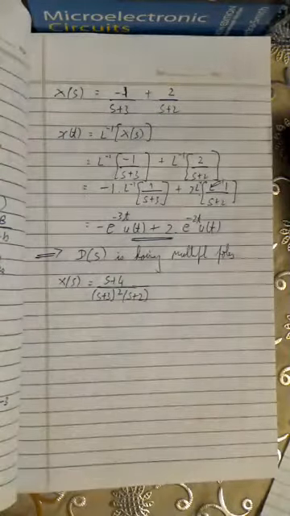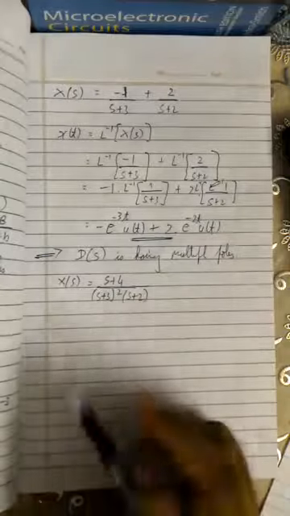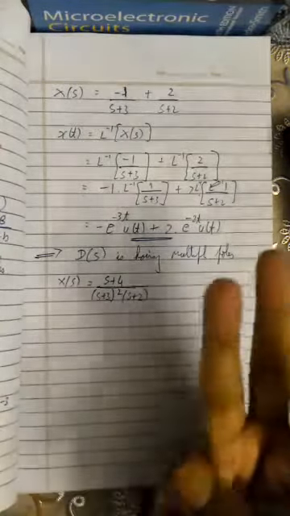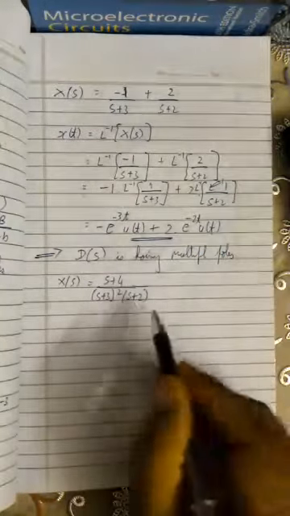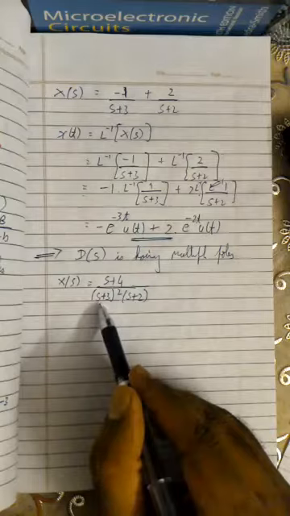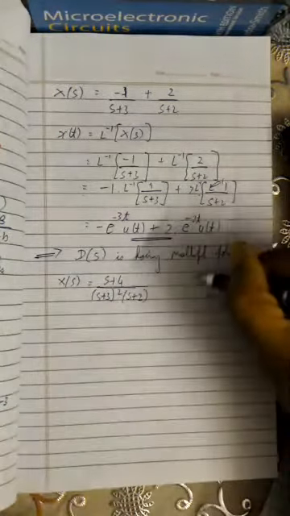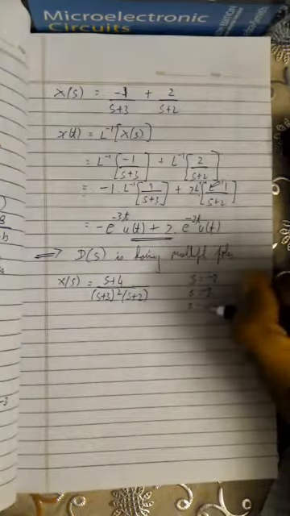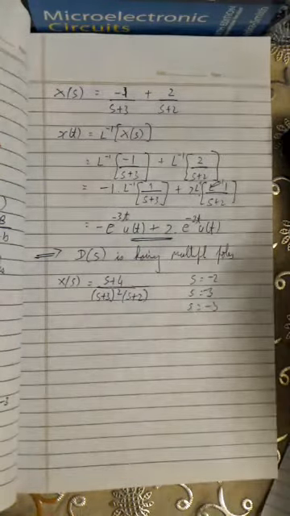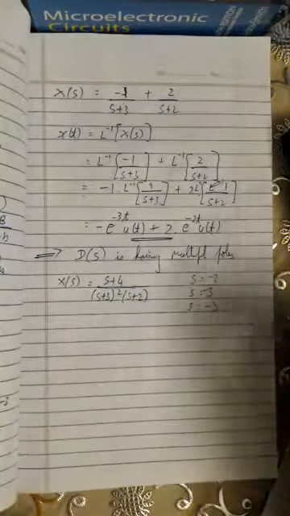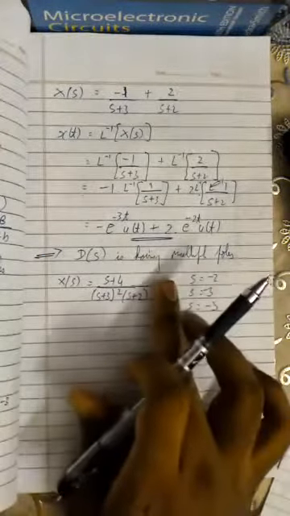In that case, this is called multiple poles. Totally how many poles are there? There are 3 poles. One pole is at s is equal to minus 2 and 2 poles at s is equal to minus 3. That means the poles are at s is equal to minus 2, s is equal to minus 3 and s is equal to minus 3. Two at s is equal to minus 3 because there are 2 factors. This is called multiple poles.